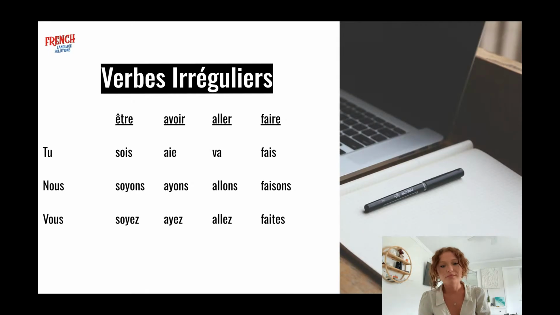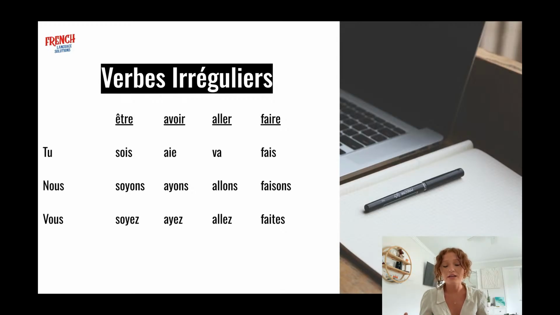Same for avoir. Avoir, to have, I'm going to say aie when I'm addressing to tu, not as. I go from tu as, you have, present tense, to aie when I'm addressing to tu, imperative. Ayons, let's have. Ayez, have, plural. Careful, exception.